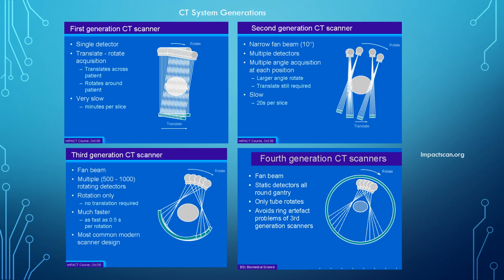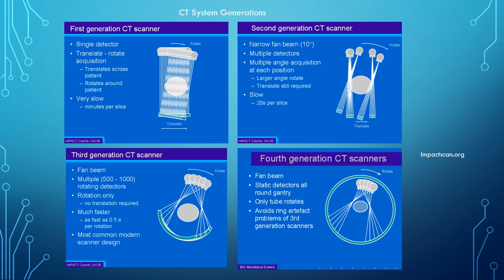There are several generations of CT scanners. I'm not going to go through all of them, but you can see them there. The first generation could really only do the head. It was very slow. It took several minutes per slice, and it couldn't really move that much either, so it just translated across the patient. The second generation is a narrow fan beam with multiple detectors and multiple angle acquisition, but this was still very slow. As it progresses to modern scanners, you may see some 4th generation scanners out there.